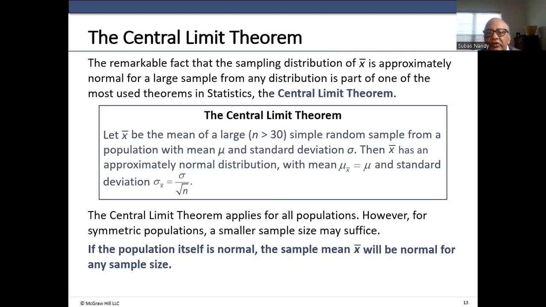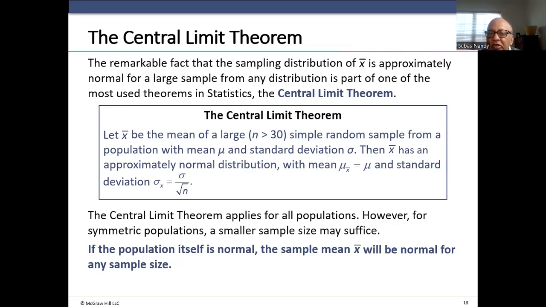So then we come to the central limit theorem. Let X bar be the mean of a large, n greater than 30, simple random sample from a population with mean mu and standard deviation sigma. Then X bar, the sample mean, has an approximate normal distribution, mean mu X bar equal to mu, standard deviation sigma X bar is sigma divided by square root of n. Notice the standard deviation of the sampling distribution is also called standard error.